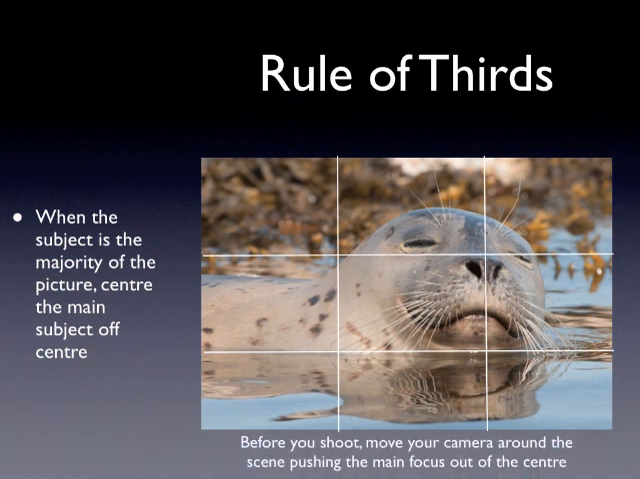So what we want you to do is, before you shoot, move your camera around, point it up, point it down, left, right, and push the main focus out of the center. You might try it both ways. First of all, take a picture with the subject dead center, and then try a few with it pushed off to the right or left or up or down, and then print them and take a look, or show it to a friend and say, which picture looks most interesting to you?